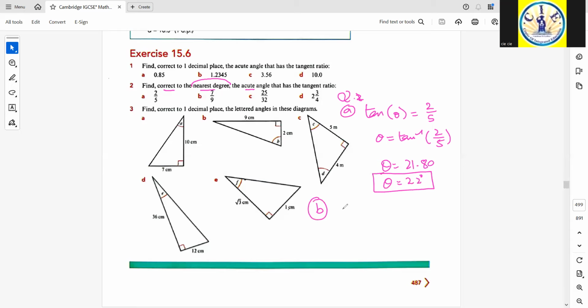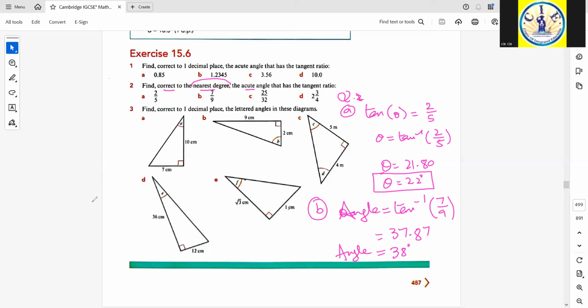Then in part B, angle theta, even if you do not label it to be theta, it is understood that you are calculating the angle, and that can be done by calculating tangent inverse of 7 by 9, which is 37.87, and giving the answer to the nearest degree, it is 38 degrees. So the required angle is 38 degrees.